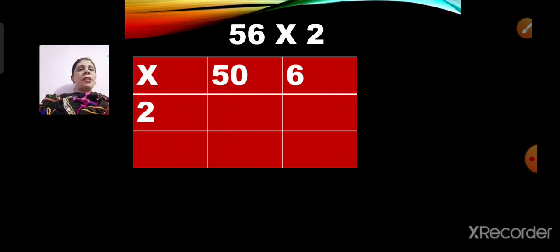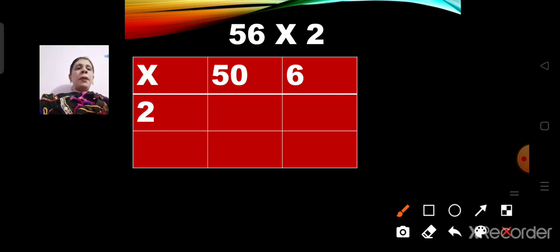The number is 56 multiplied by 2. What is the number? 56 multiplied by 2. Now here, what have I done? I have split the number into 50 and 6. And 2 is a single number, so I am going to multiply with a single number. Now let us multiply.